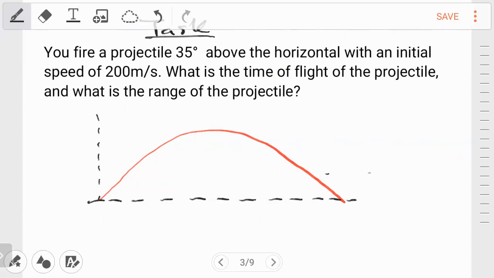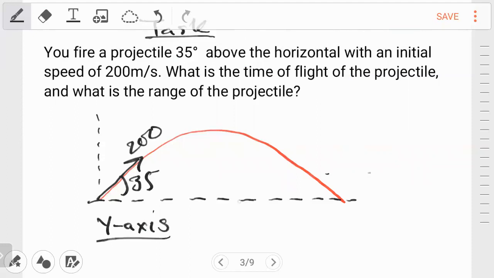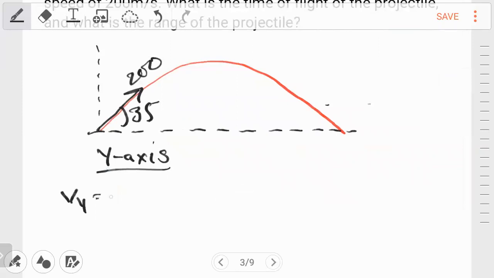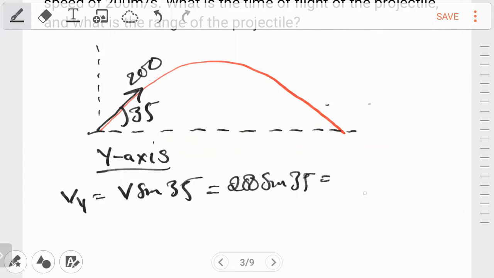So in the vertical, of course, since we're given the initial velocity, that's 200, the angle, that is 35. So if I'm dealing with the y-axis, that's where I'm getting my time. So the velocity in the y-axis is v in y is equal to v sine 35. So when I substitute, that's 200 sine 35. I can leave it like this for now.